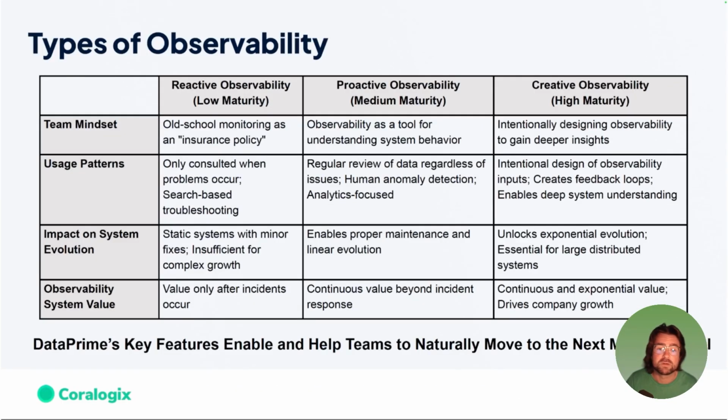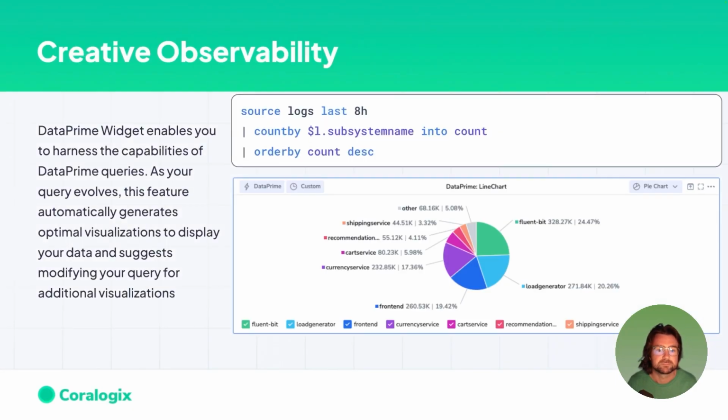Lastly, let's look at the creative column. Observability here evolves into a strategic asset. You design observability with business goals in mind. You're correlating deployments with conversion rates. You're tracking KPIs directly from your telemetry data. For example, a fintech company using transactional logs to detect fraud and improve user experience, all in real time.